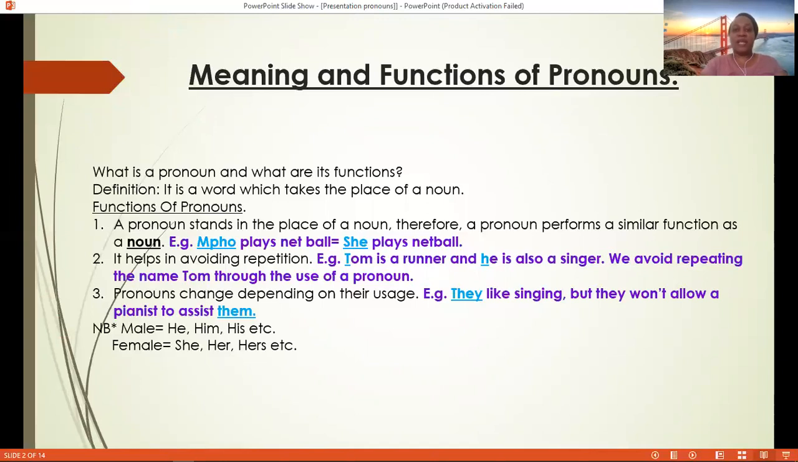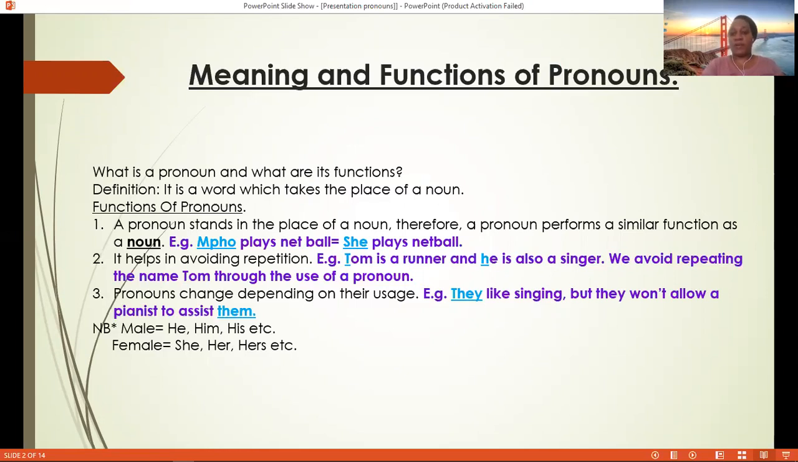Let's look at meaning and functions of pronouns. What is a pronoun and what are its functions? A pronoun is a word which takes the place of a noun. Remember, a noun being a name of anything. That which takes the place of a noun becomes a pronoun.